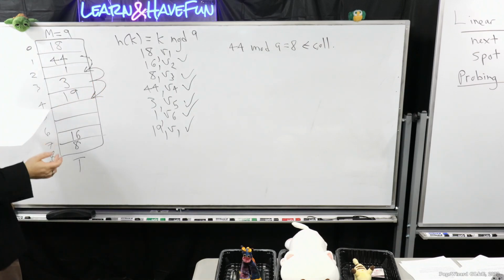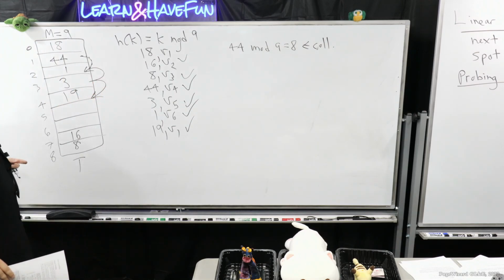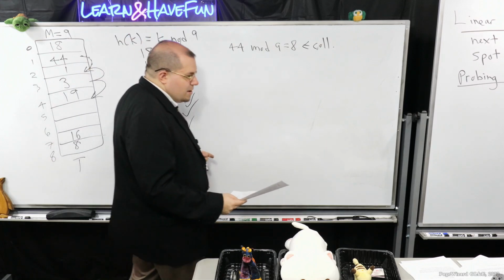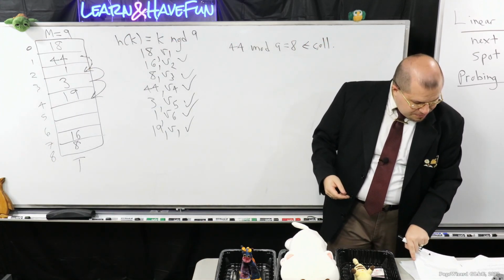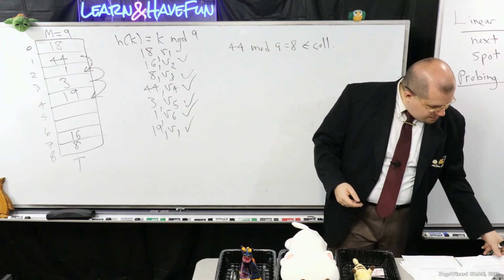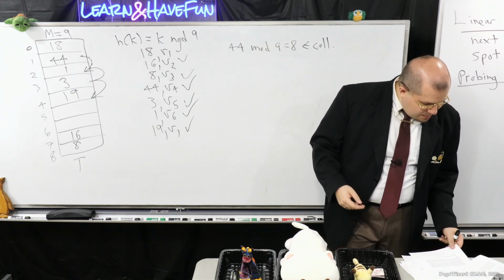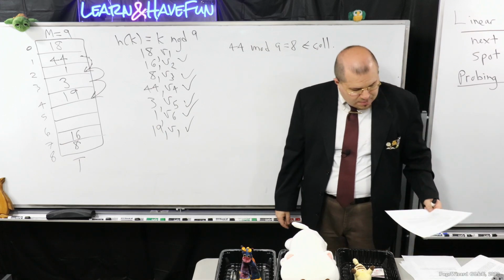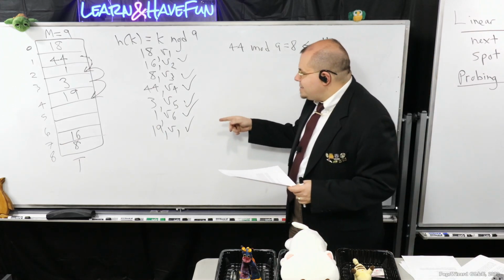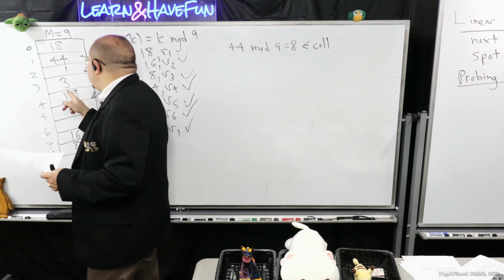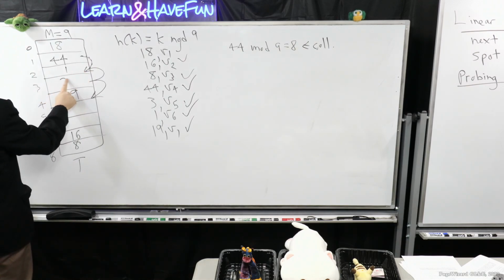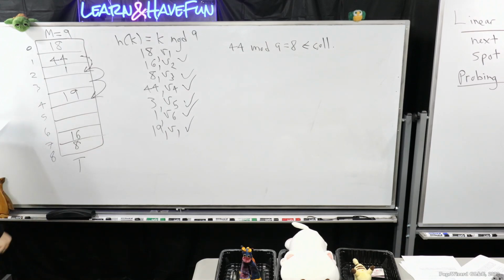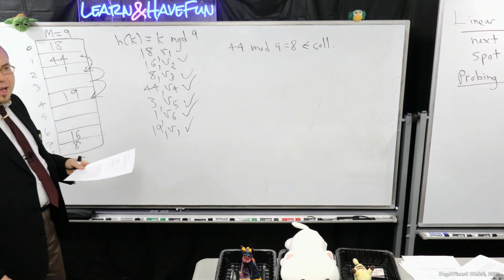How about removals? How about a removal? Let's think about this. Say, for example, we had 19. If I wanted to get rid of, say, previously I said I'm going to get rid of 3 here. Can I do that? Can I just get rid of 3 right there and just leave it at that? Make it null?